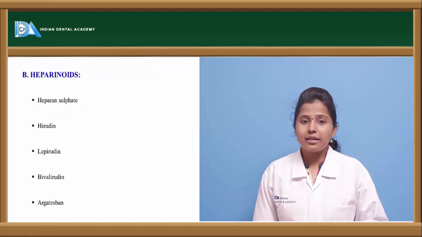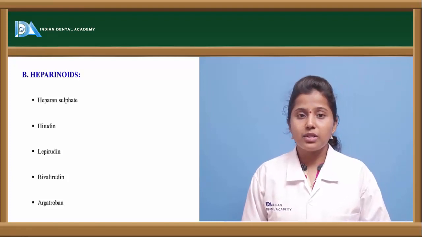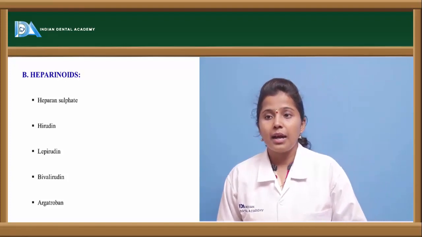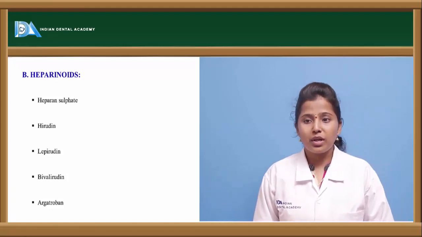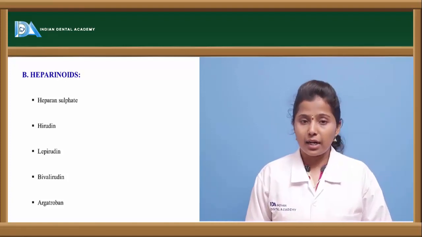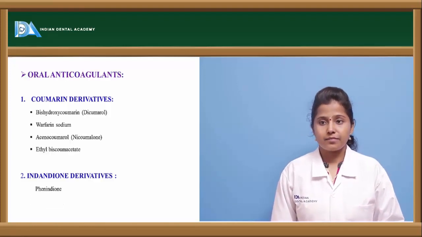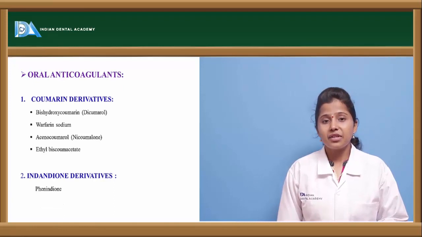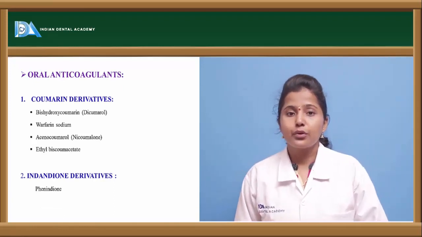There is another category of drugs called heparinoids. Heparin and heparinoids are used as parenteral anticoagulants. Heparinoids include heparan sulfate, hirudin, lepirudin, bivalirudin and argatroban. These are the drugs used as heparinoids. Now, let us see the classification of oral anticoagulants. Parenterals are given through the IV route.